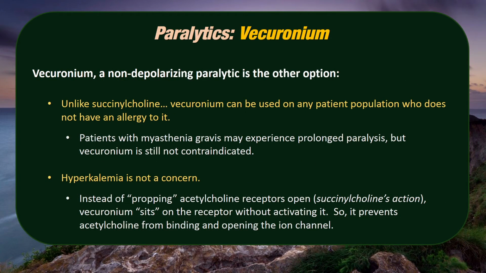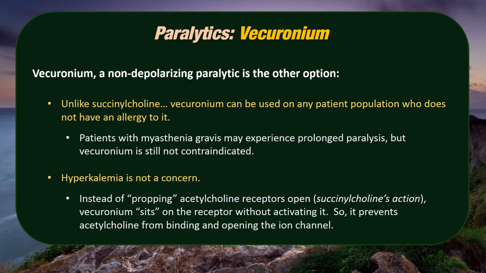Vecuronium is our second paralytic that we use. It is a non-depolarizing paralytic that is on our units. Unlike succinylcholine, vecuronium can be used on pretty much any population, given that the patient does not have an allergy to it. Even with myasthenia gravis, the patient may experience prolonged paralyzation, but it is still not a contraindication. Hyperkalemia is not a concern with these patients.